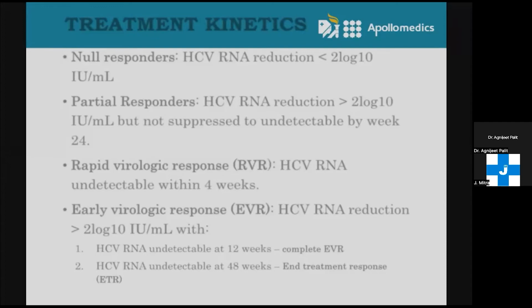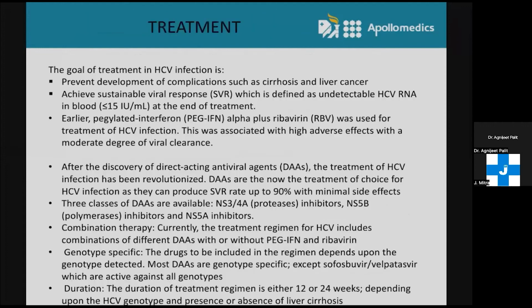Early virological response is where the HCV RNA reduction is greater than 2 log10, and HCV RNA is undetectable at 12 weeks, where it is known as the complete EVR. And HCV RNA undetectable at 48 weeks is the ETR, or the end treatment response.